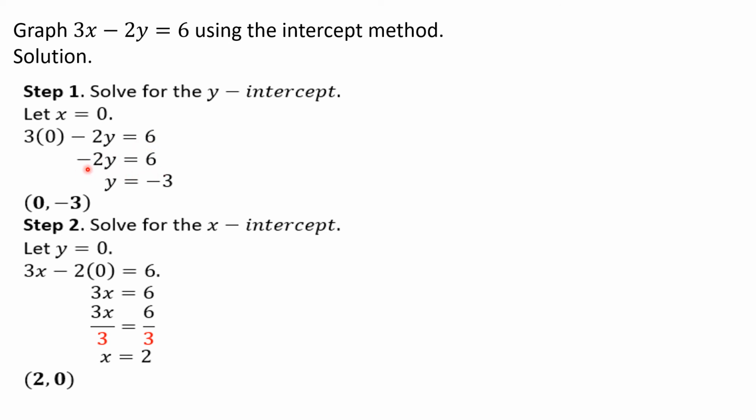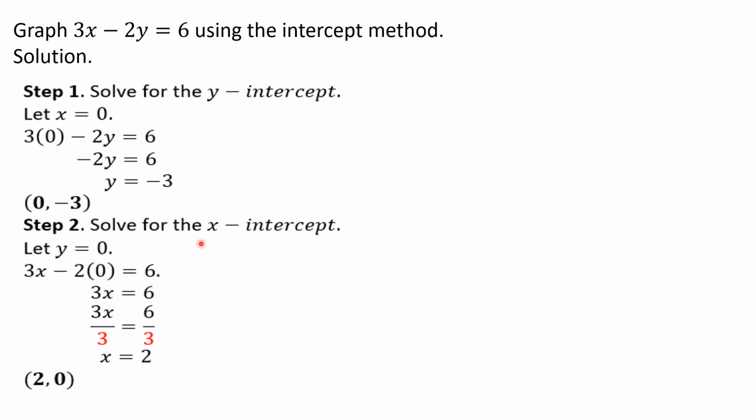So to remove this negative 2, we divide both sides of the equation by negative 2. Okay, so we have now negative 2y divided by negative 2, the answer is y. And 6 divided by negative 2, the answer is negative 3. So therefore, our y-intercept, the y-intercept is in the form 0, b. So b is negative 3. Our y-intercept is 0, negative 3.